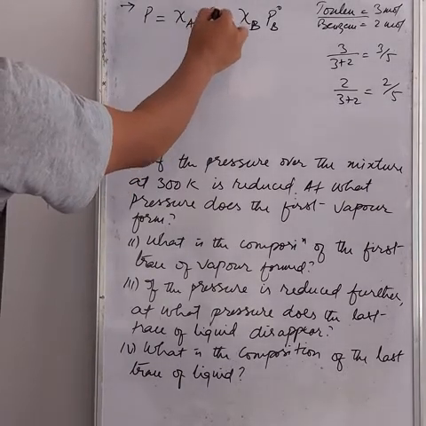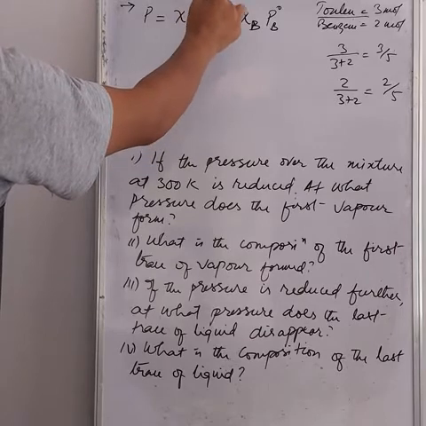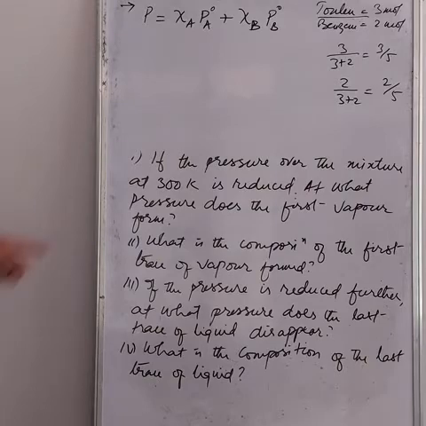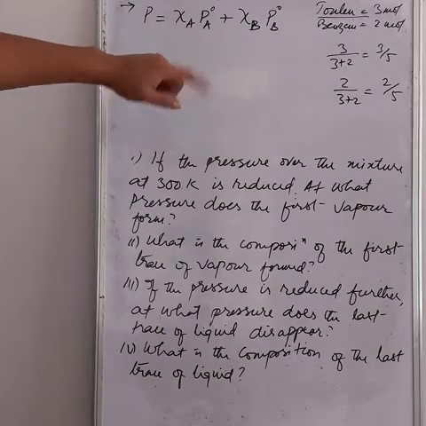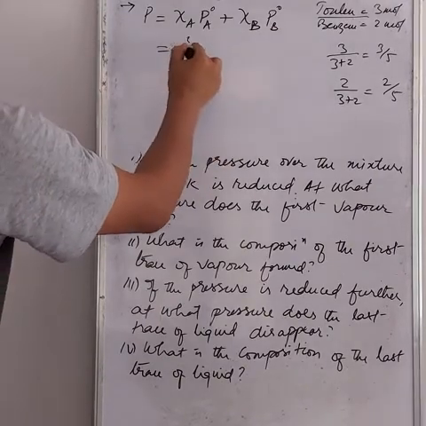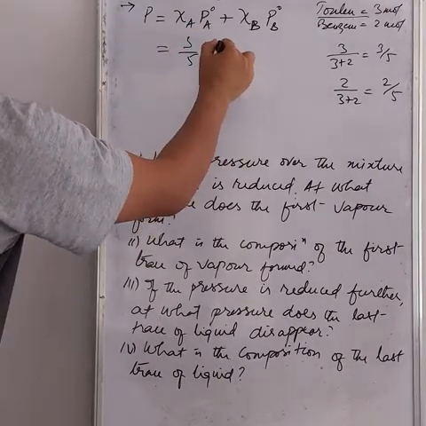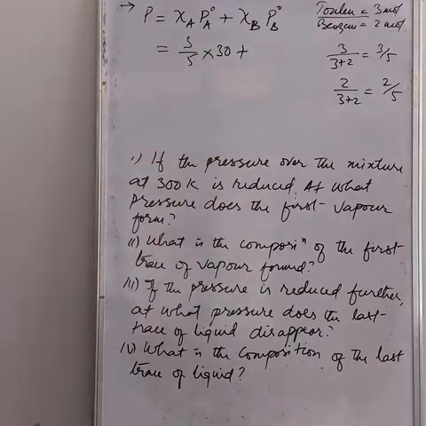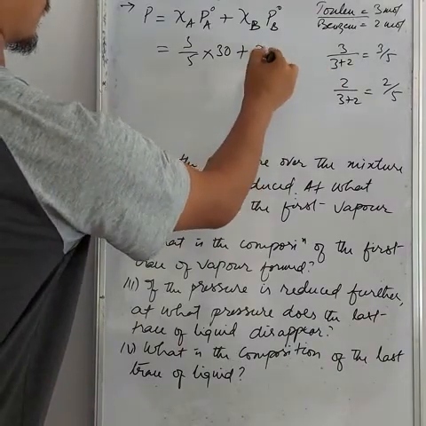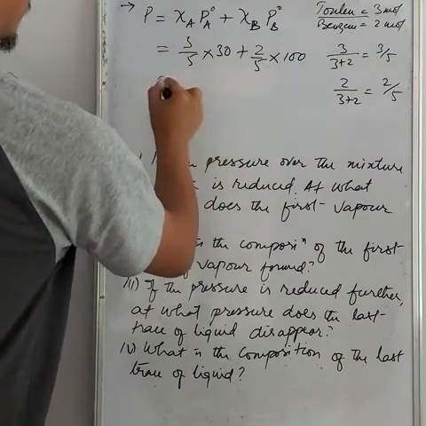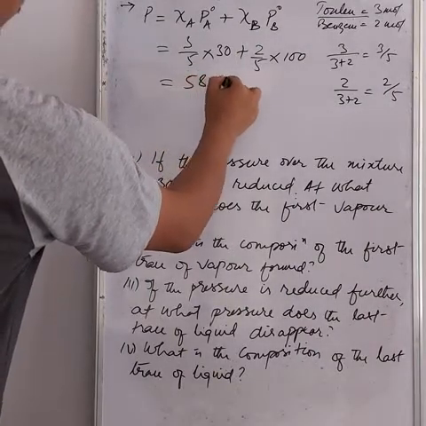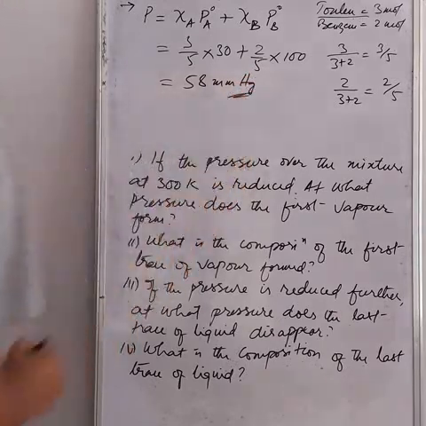And then the standard pressure for component A, for toluene, we will use PA as toluene, so it's given as 30 millimeters of mercury. So just put the mole fraction into the pressure given, and then for benzene, it's 2 by 5 into 100. That gives us 58 millimeters of mercury. So that is our first answer.